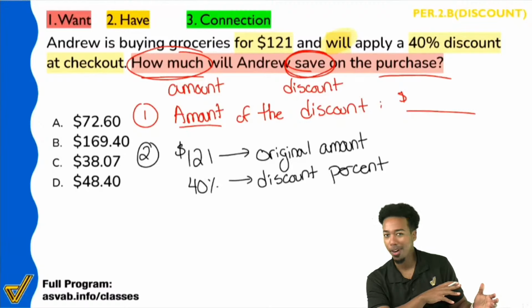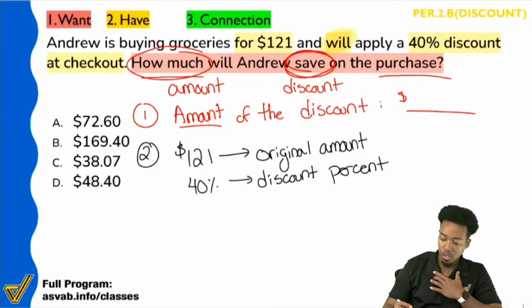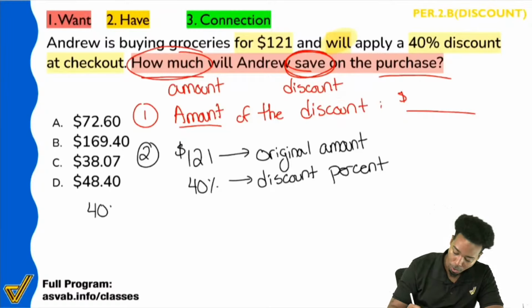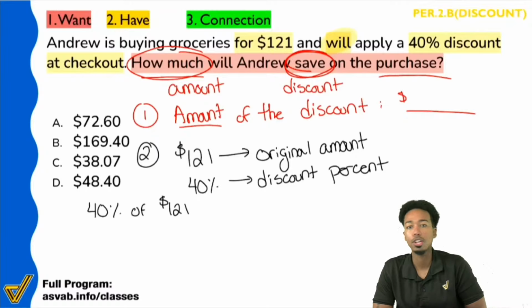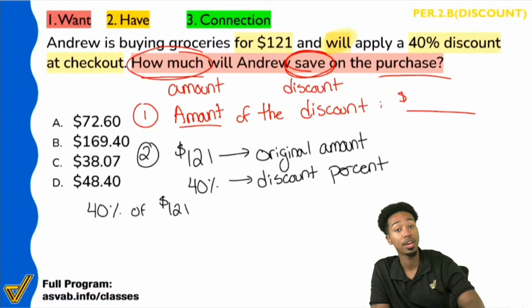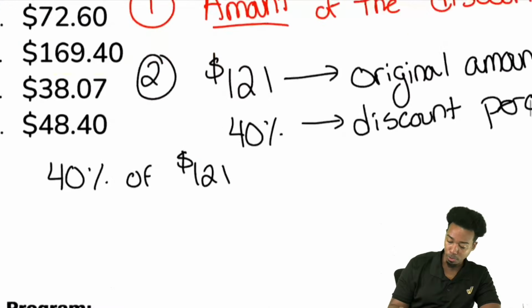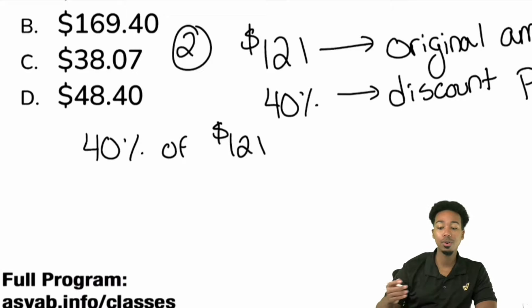We're not looking for the final amount, right? We're looking for the savings, the discount. That's what's going to tell us to start by just doing 40% of the 121. Start with just 40% of 121 and you're good. So let's go ahead and prove that here. If we apply the 40% of 121, everyone, what is 40% as a decimal again? Yeah, that's going to be 0.40 or 0.4.